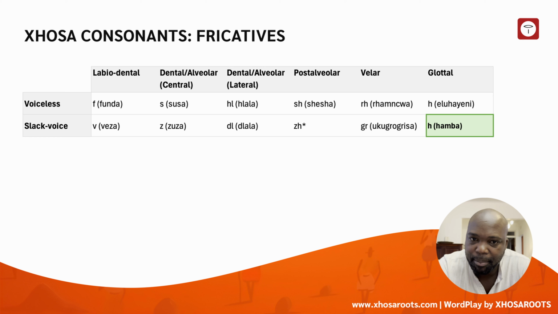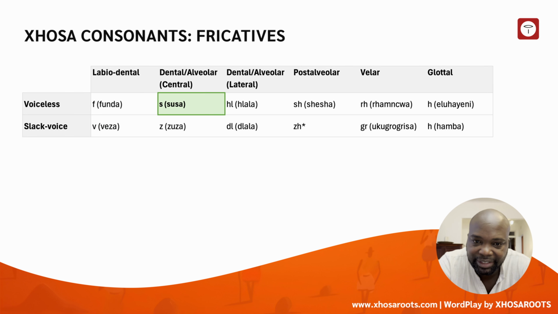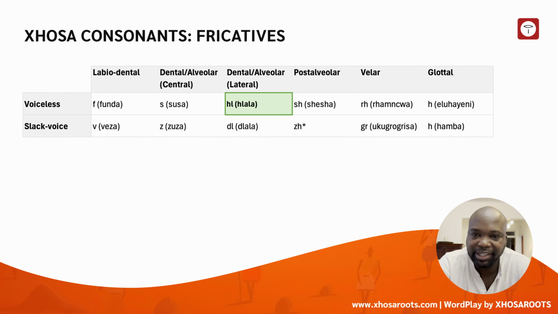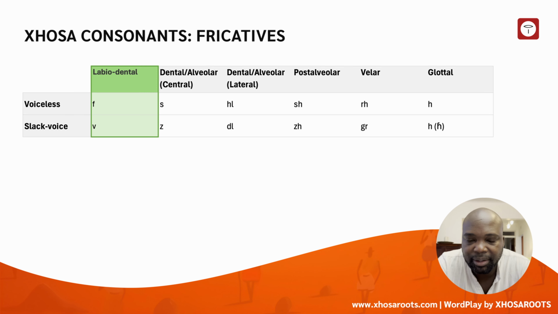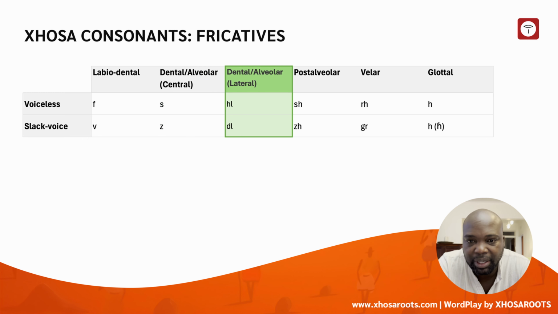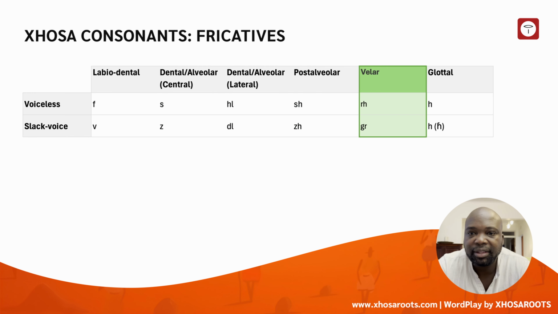And hamba, which is the slack voice version, hamba, which is walk, leave, or go. Hamba, go. We are hamba, he's walking. And so that's it for the fricatives: f, v, s, z, hl, dl, sh, zh, kh, gh, h. So that's the labiodental, the dental alveolar central, the dental alveolar lateral, the postalveolar, the velaric, and the glottal.